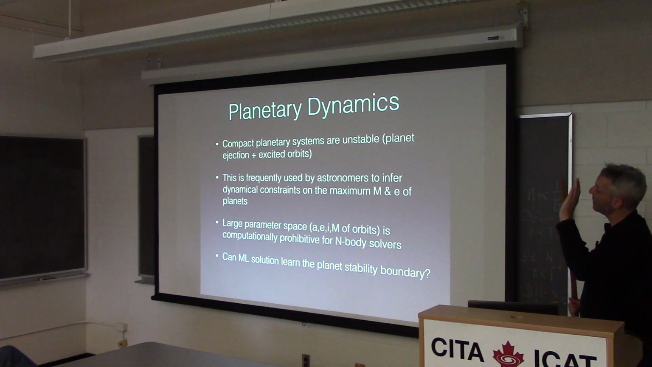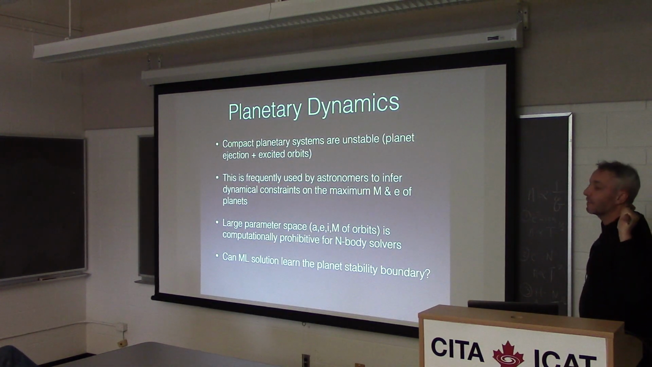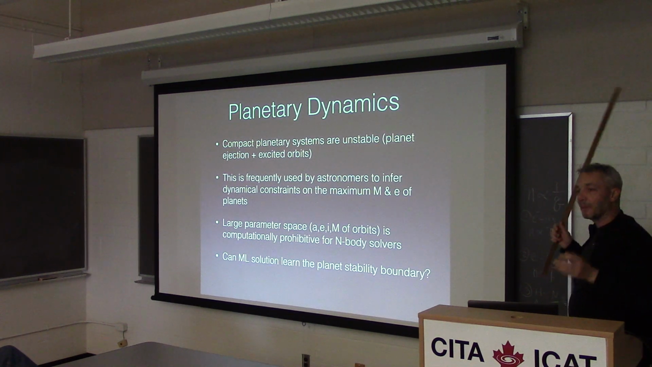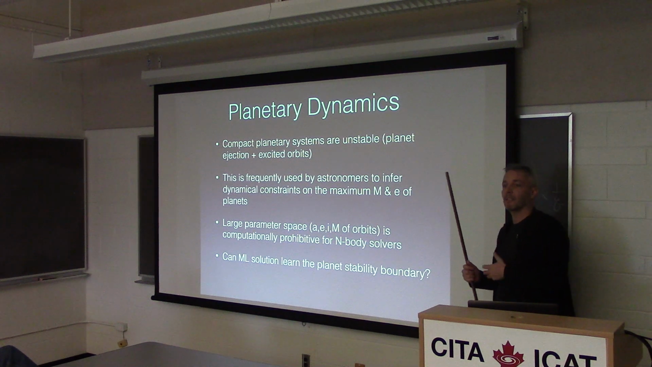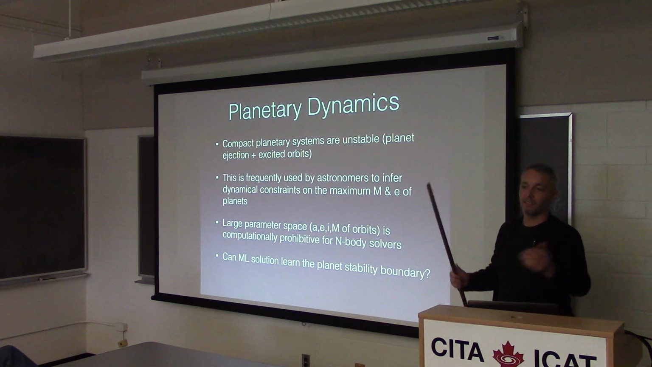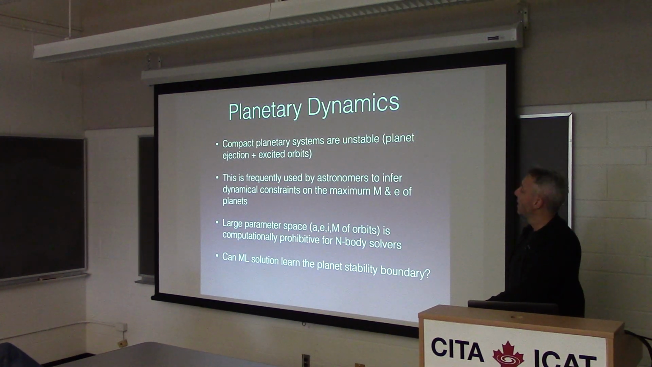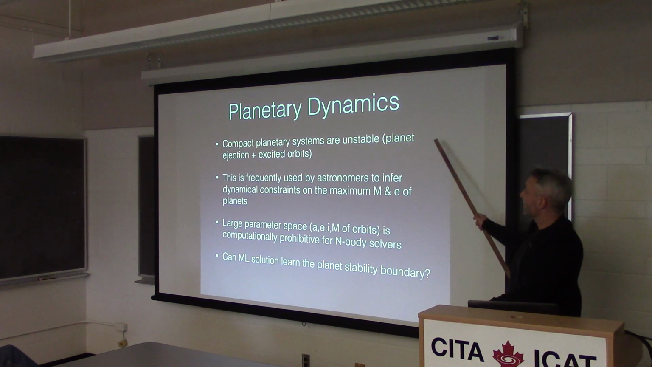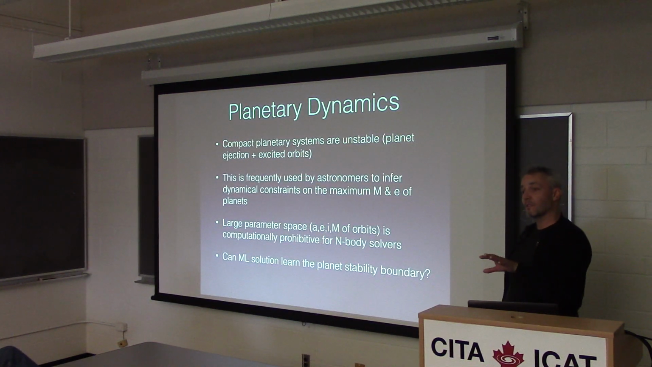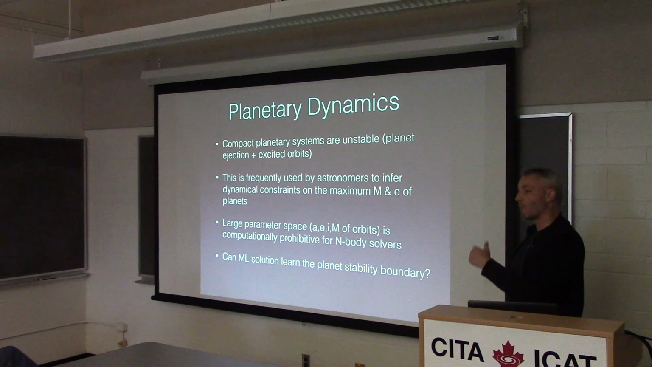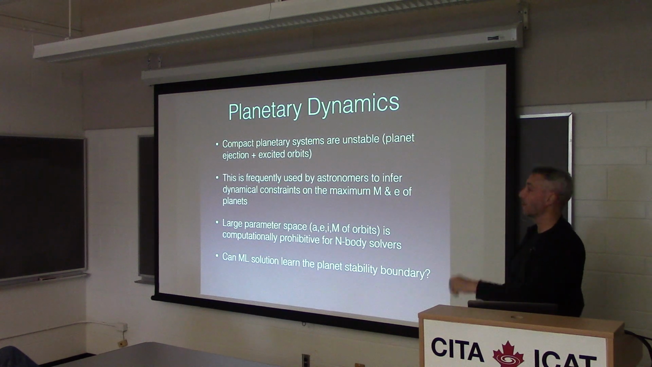So the first topic of interest is planetary dynamics. Just to motivate why you would want to go at this with machine learning, compact planetary systems are unstable. If you put planets of given masses on orbits that are too close to each other, they'll tend to interact strongly, and then typically you get a planet ejected. You're left with an excited dynamical system, meaning high eccentricity, high inclination planets. And this concept is frequently used by astronomers to infer dynamical constraints on the masses, eccentricity, semi-major axis, but I guess more masses and eccentricity and maybe inclinations of planets for which we have only partial constraints on their orbits.